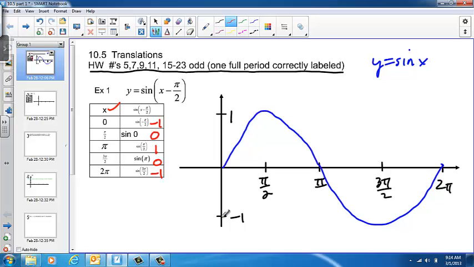So at 0, we're at negative 1. At pi over 2, we're at 0. At pi, we're at 1. At 3 pi over 2, we're at 0. And at 2 pi, we're at negative 1. So the graph looks like this.